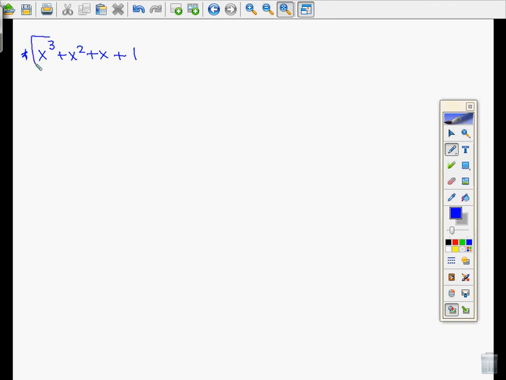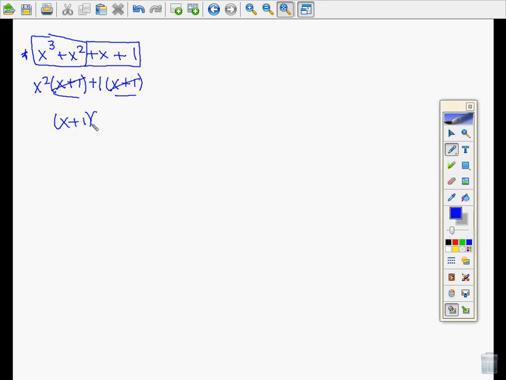So what you do is you group these two together, and you group these two together, and you just look and see what they have in common. So these two have an x squared in common. So divide this by x squared, and you get x, plus divide this by x squared, and you get 1, plus, you just copy that sign down. What do these guys have in common? Only a 1. X divided by 1 is x, 1 divided by 1 is 1. Notice that the parentheses match, so you write that down.